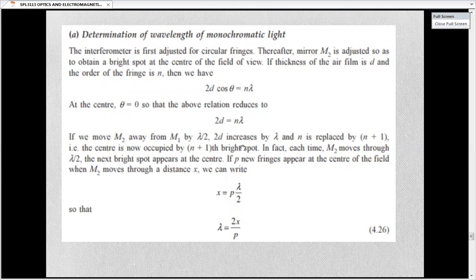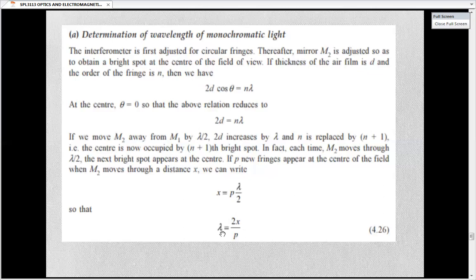You can adjust it in different lengths, and so if we denote the movement of the mirror by x, then we can say that the displacement x of M2 is equal to P, which is the number of fringes that shift when that adjustment is made, multiplied by lambda over 2. So this basically means that you can have whatever kind of displacement that is not necessarily a multiple of lambda and so on.